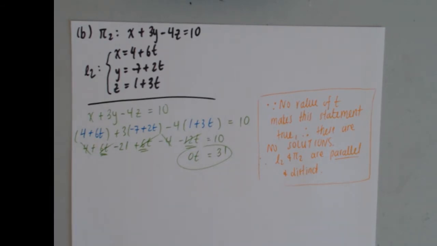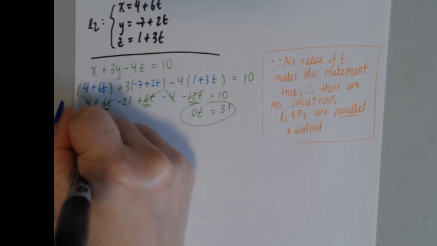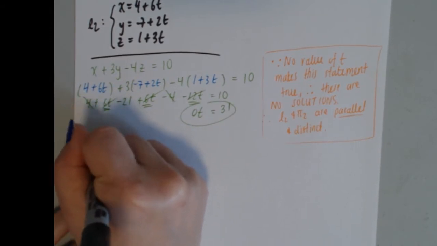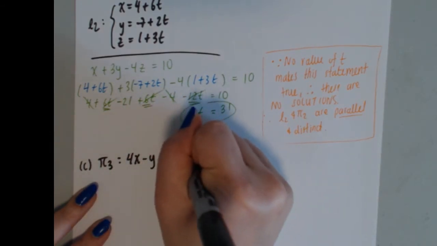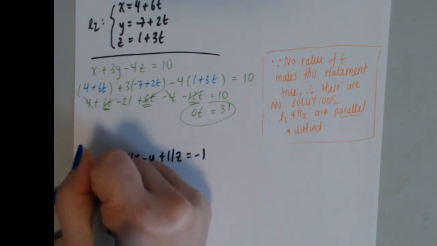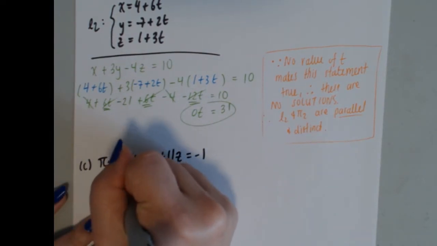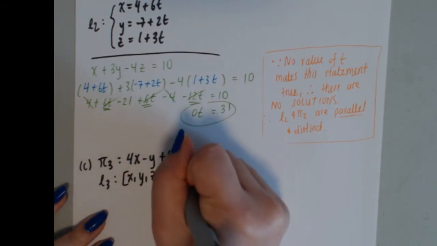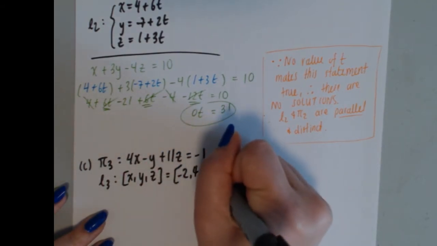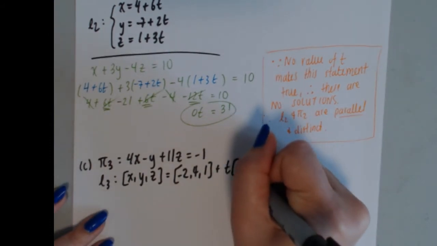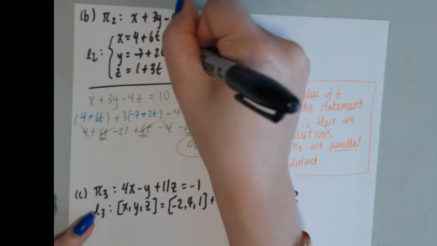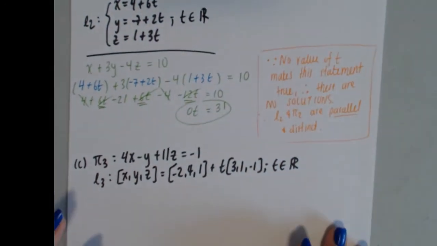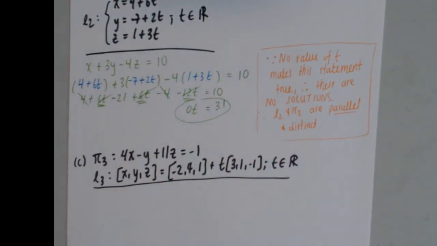All right, so moving on to the last part of example 1. So C, we've got the plane pi3, which is 4x minus y plus 11z equals -1. And we've got the line L3, and that's given by x comma y comma z equals -2, 4, 1 plus t times 3, 1, -1. All right, so t is an element of the real numbers, and actually, I forgot to put that here, t is an element of the real numbers. Okay, so you got to find a point or points of intersection if it exists.